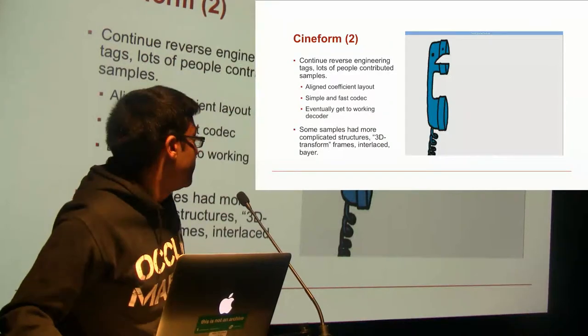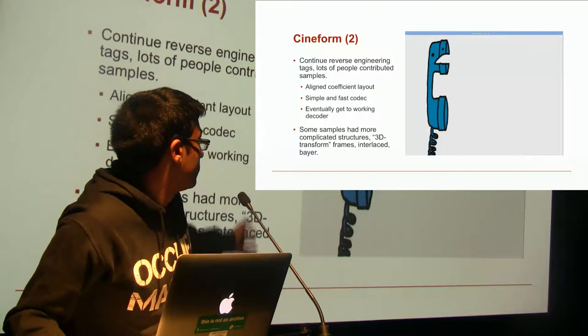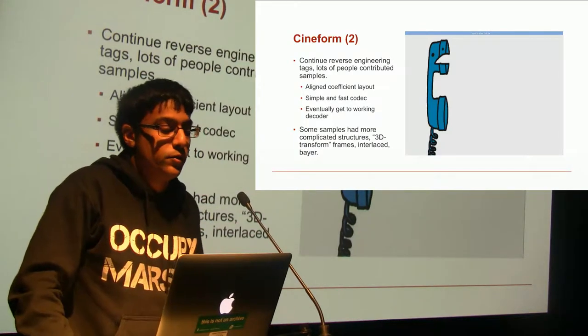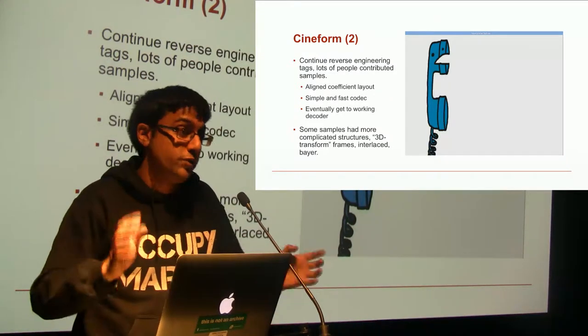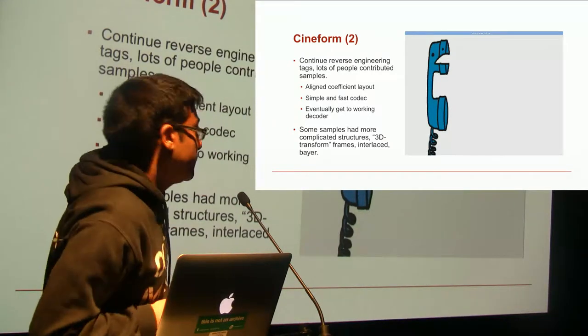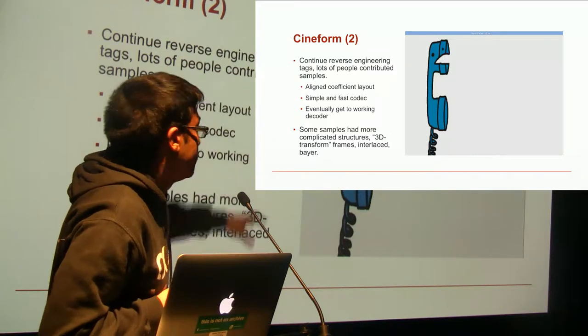So you could see there were differences with VC5. Aligned coefficient layouts is probably one of the big ones. It was also a good sort of theoretical understanding. You could see how the Cineform people managed to get HD working in 2002. It's really, really simple and really, really designed to be fast. And after some more effort, there's more details in a link, you get to a working decoder.